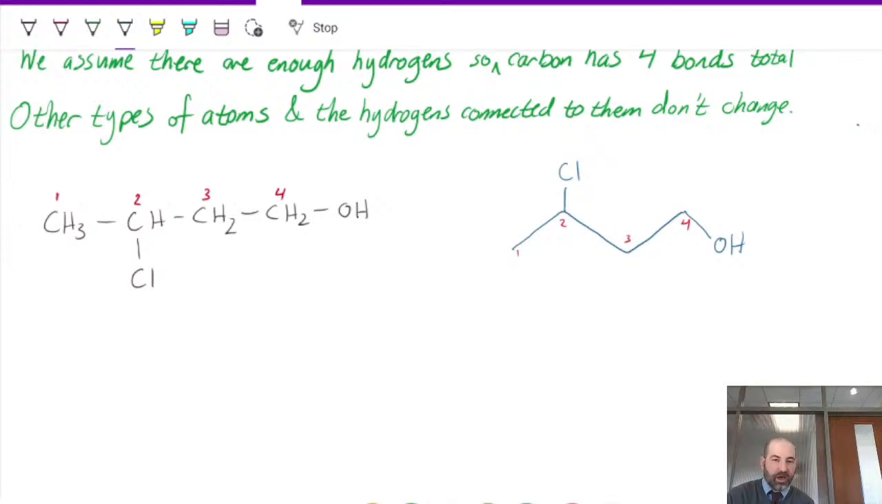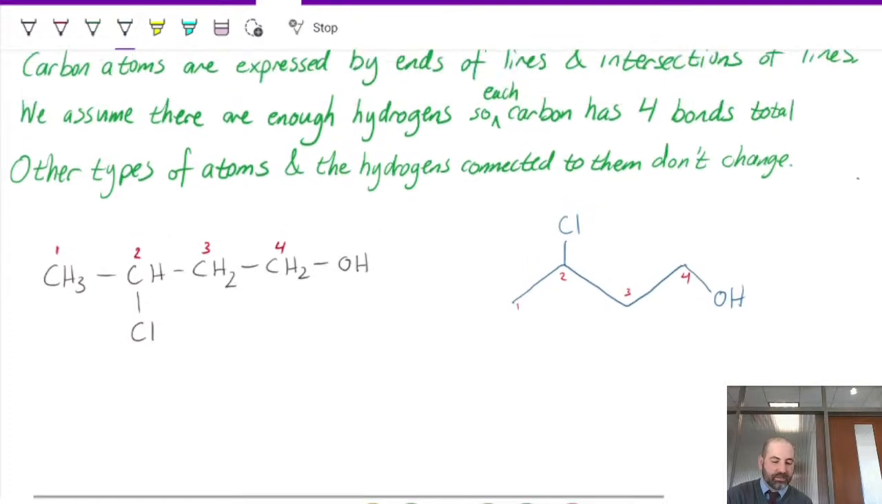And so then it's always a good idea to go back and check, is everything connected to the numbered carbon that it is supposed to be? So in the original structure, Cl is connected to CH, number 2, and that's the case here as well. And then the OH is on number 4, and that's the case here also. All right, and that's basically how line structures work.